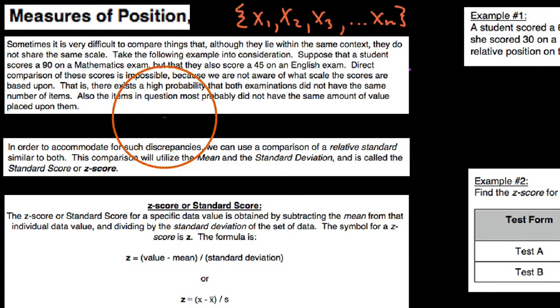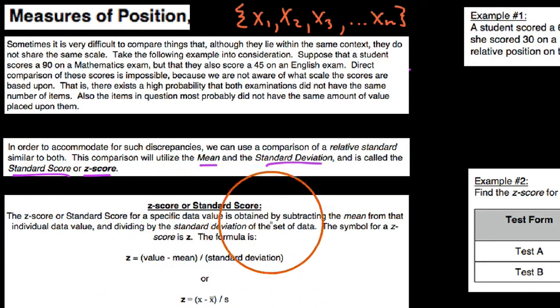Same scale. So in order to accommodate for these discrepancies, we're going to use a comparison to a relative standard. Relative to what? Relative to the mean of the data set, and also relative to its standard deviation. The middle of the data set and how it is on average spread from that middle. If we put these into relation to the mean and standard deviation, we get what we call a standard score, or a z-score.